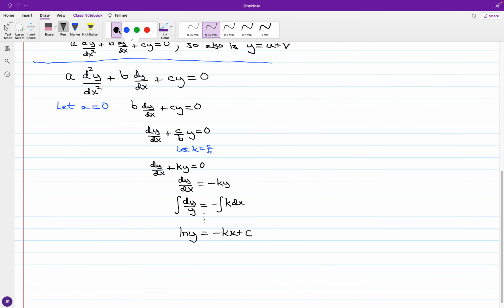And again, I'm looking at solving for y. So both sides of the equation are going to be powers to which the natural logarithmic exponential base e is going to be raised. So you have e to the natural logarithm of y is equal to e to the negative kx plus c. I'm going to say that, just taking the reverse of the product property of exponents, e to the negative kx plus c I can write as e to the negative kx times e to the c.